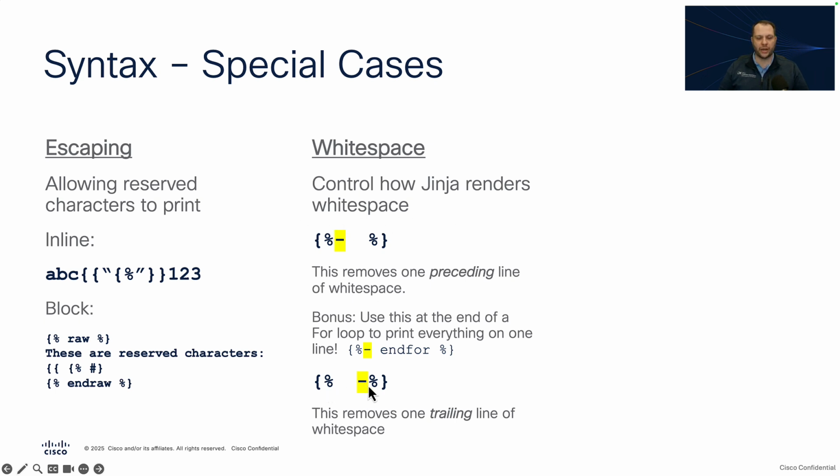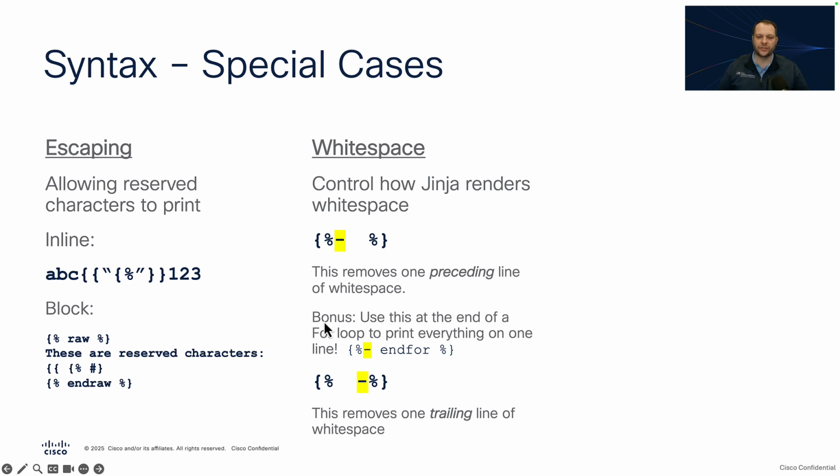And by adding a dash at the end, right before the ending delimiter for a statement, you can tell it to remove one trailing line of white space. There are very few scenarios where you would do this, but we'll talk about one in comments in just a moment.